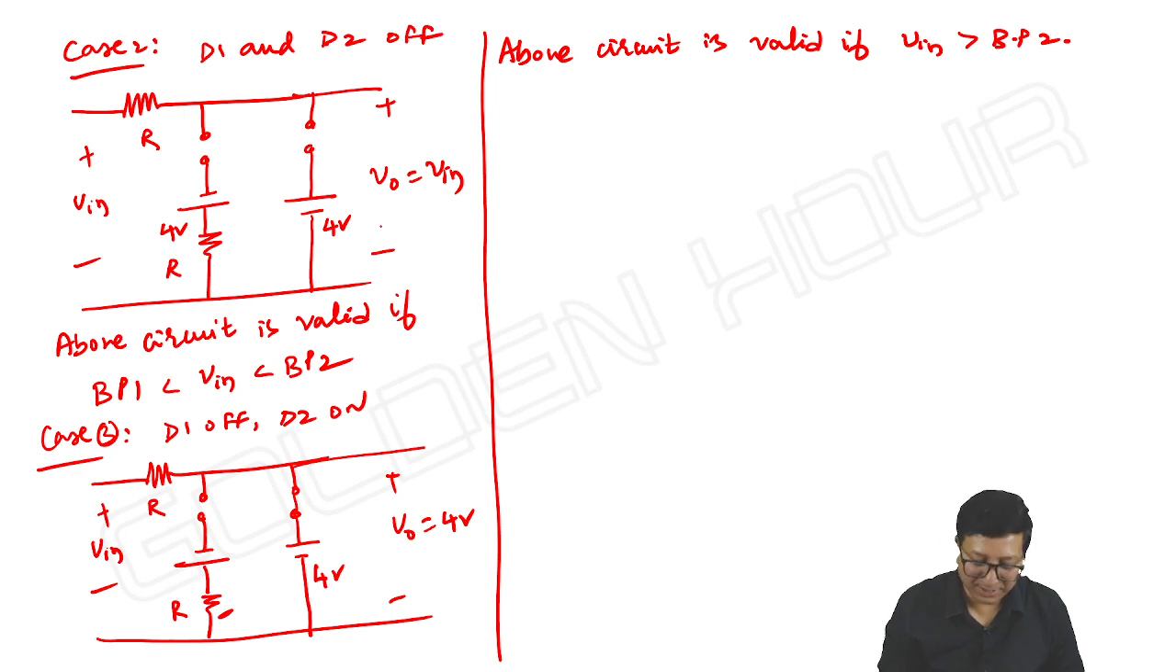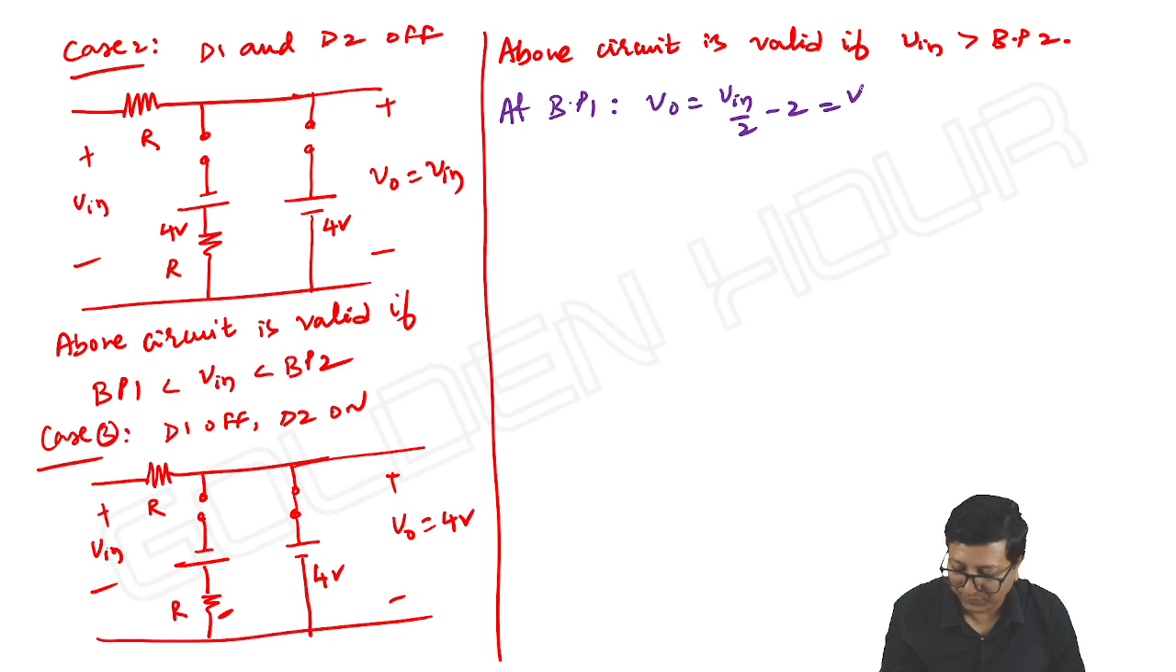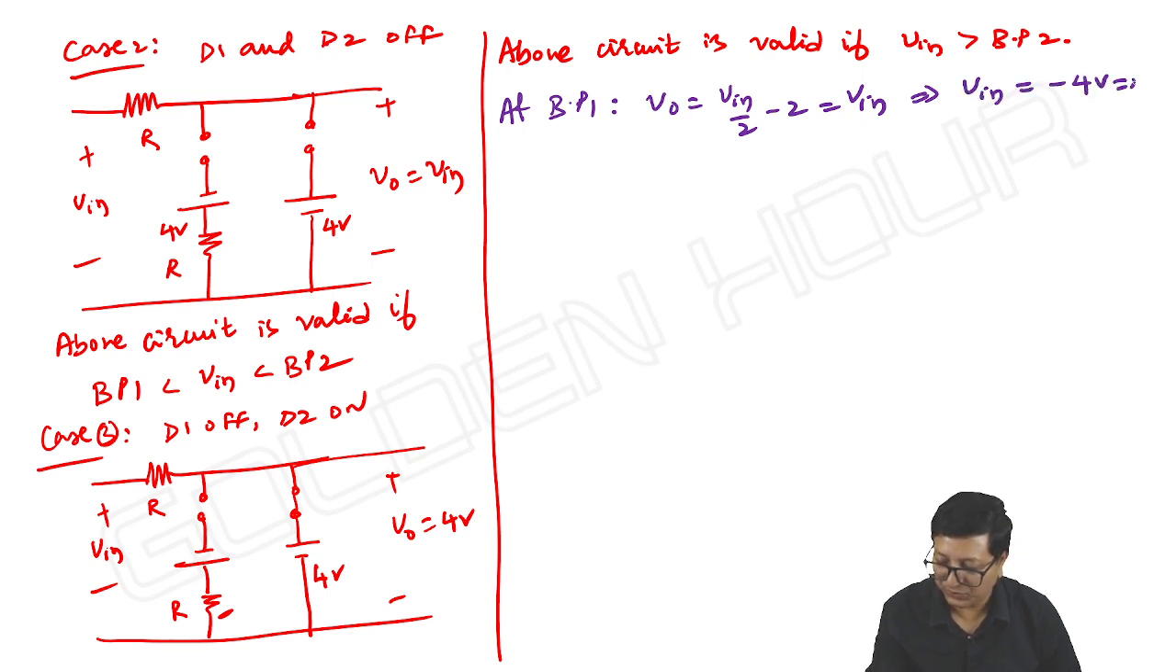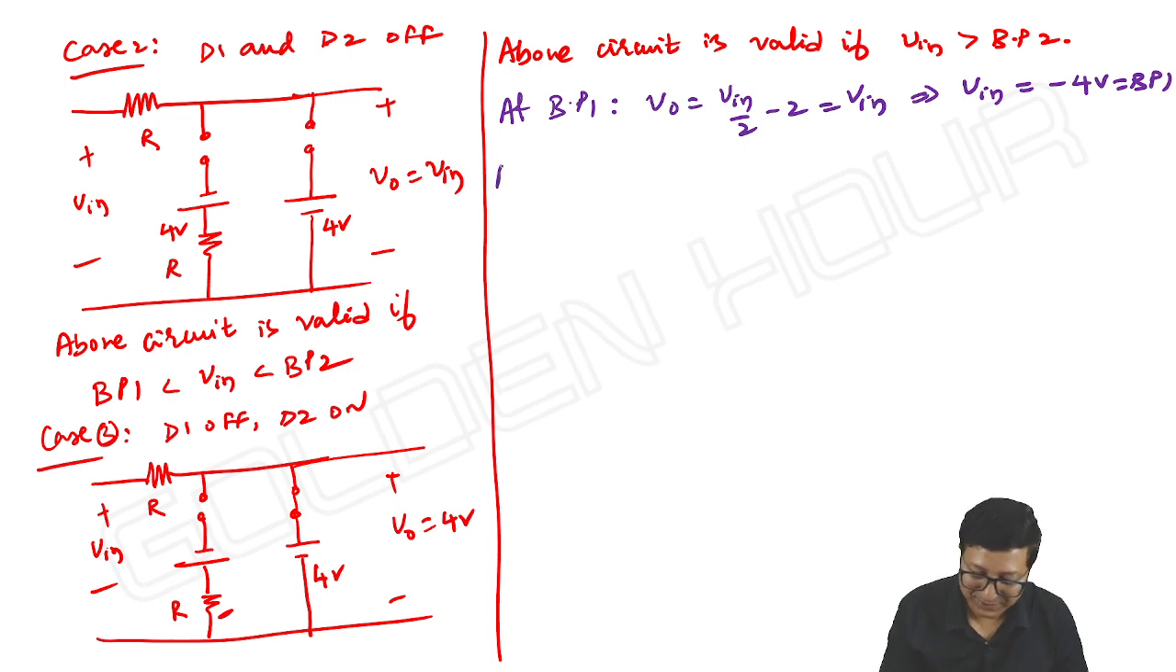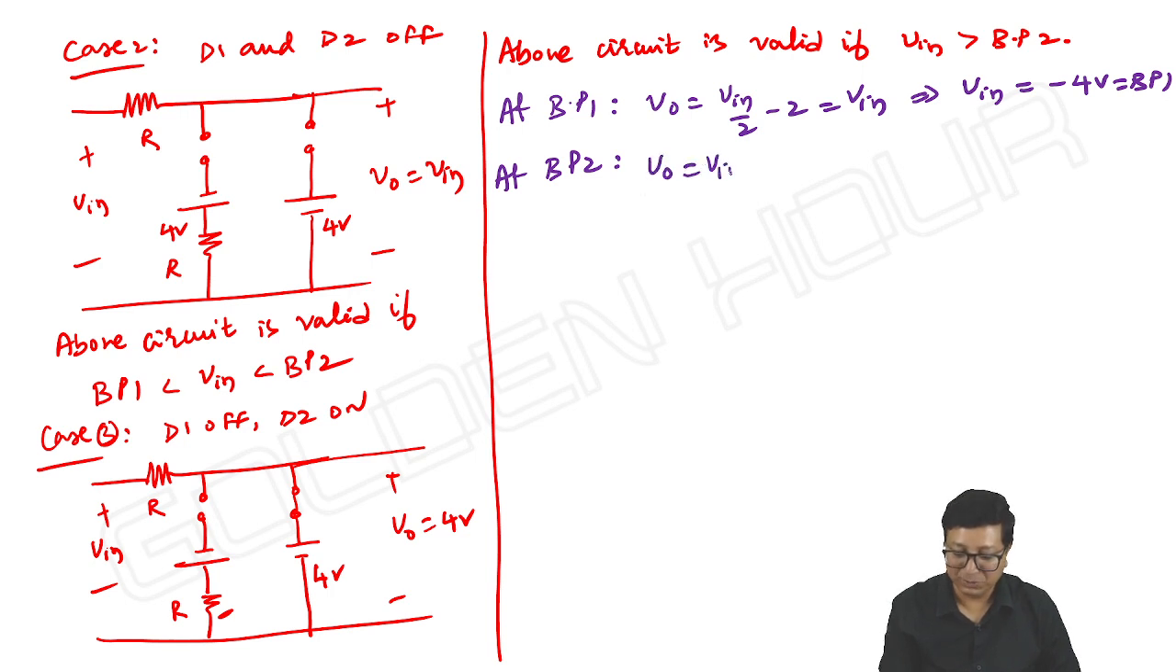Okay. Then at breakpoint 1, let us find the breakpoints. Output is equal to V input by 2 minus 2 is equal to input. Implies, what do we get? V input is equal to minus 4 volts, which is our breakpoint 1. So interestingly, it is minus 4 only. So great. Next, at breakpoint 2, output is equal to input, which is equal to 4 volts, implies breakpoint 2 is equal to 4 volts.